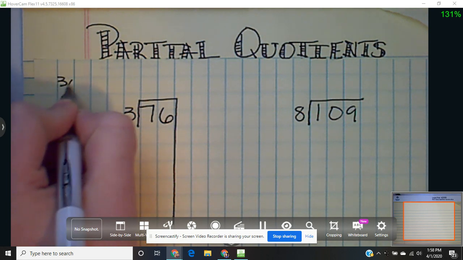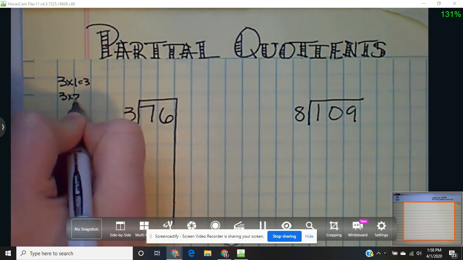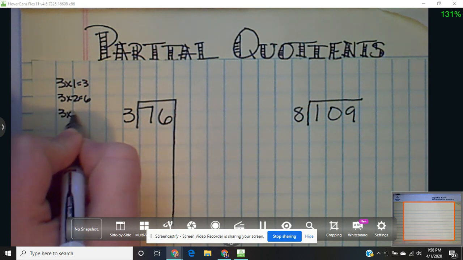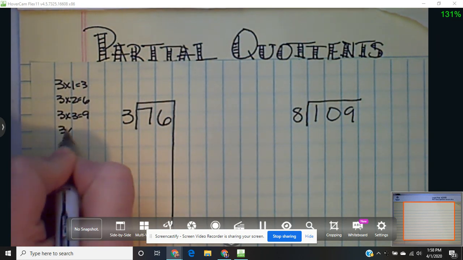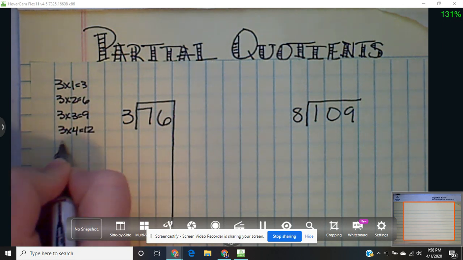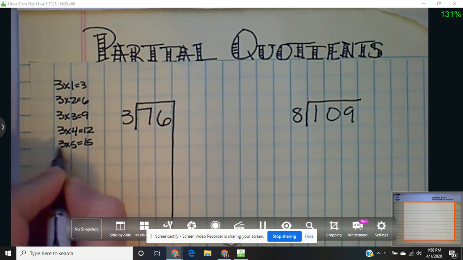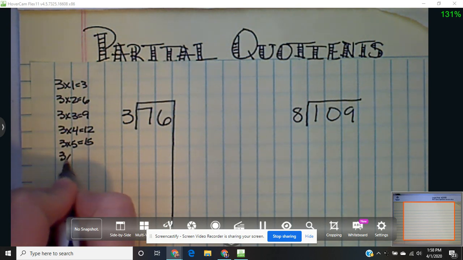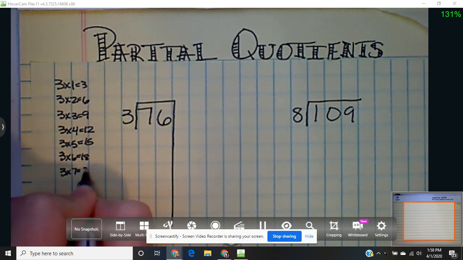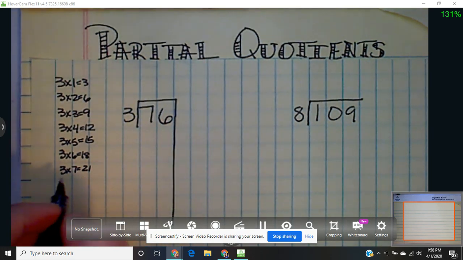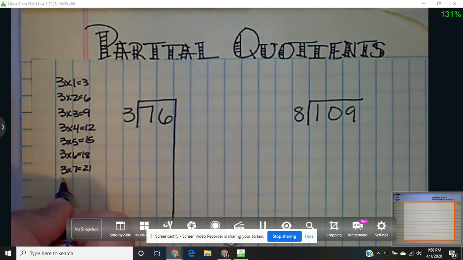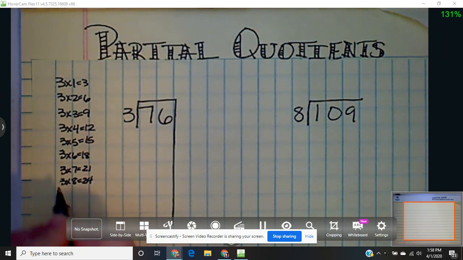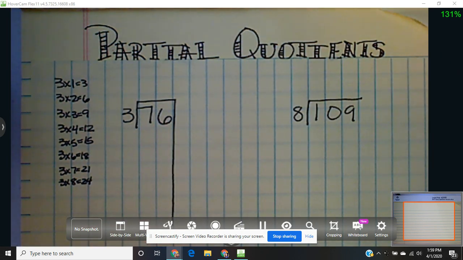So I know that 3 times 1 is 3, 3 times 2 is 6, 3 times 3 is 9. I love showing my work ahead of time. So then once I get into my actual work, I can simply focus on the work and not the multiplication. Okay, now if maybe you don't know all of your threes, that's fine. Write down the ones that you know.